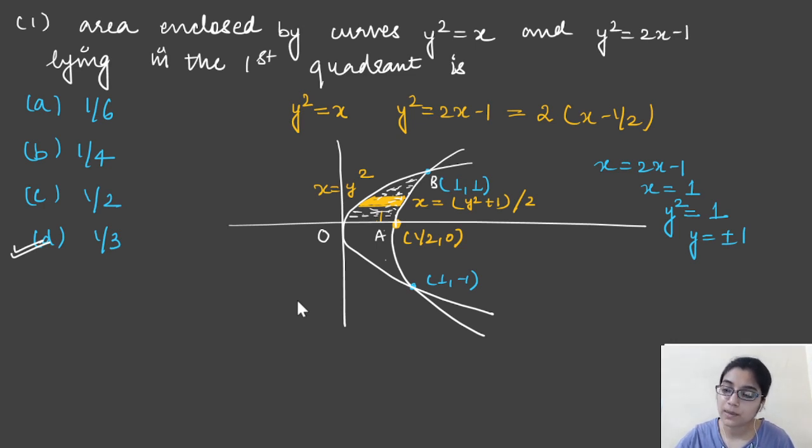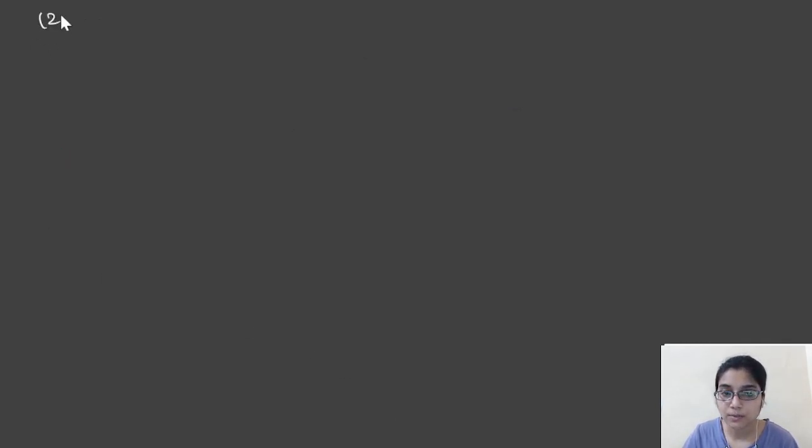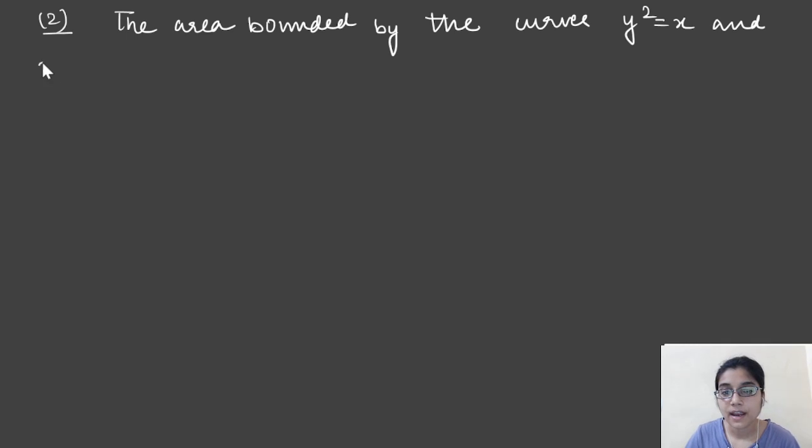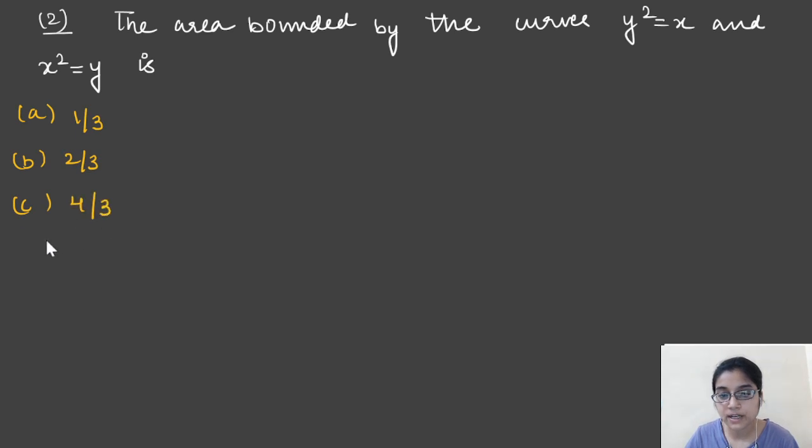So hope now with the help of one question you understood how to find out the area enclosed by the number of curves which have been given to us. Okay, so let's do one more question based on this only. Question number 2 that we will be doing is, we have to find out the area bounded by the curves y² = x and x² = y. Options are also being given to you: A is 1/3, B is 2/3, C is 4/3, and D is 5/3.